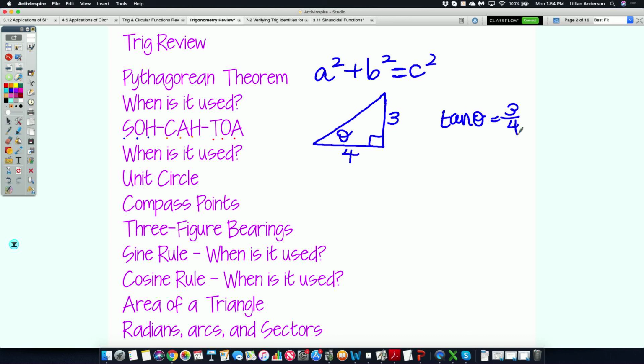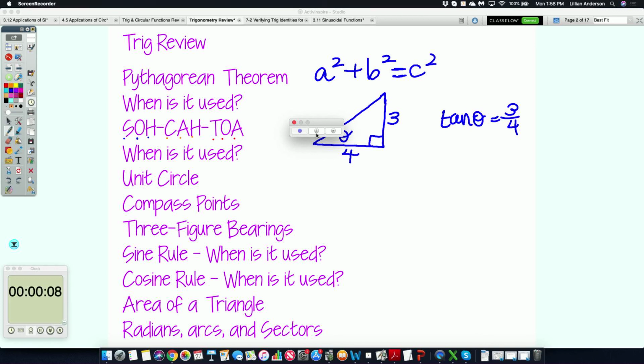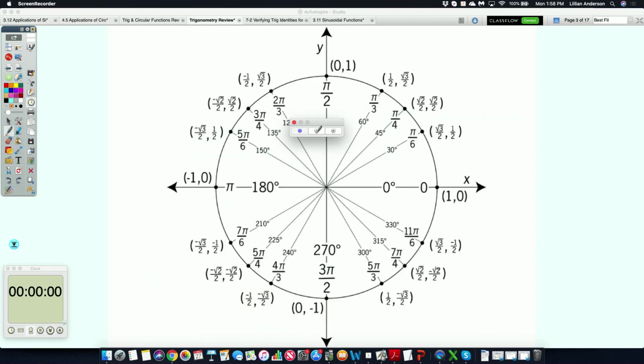Now the unit circle. You haven't forgotten the unit circle, have you? Everybody have a marker? On your desk right now, I want you to do the unit circle. Make sure you include your degrees, your radians, and your ordered pairs on your unit circle. Remember, the unit circle was comprised of degrees, radians, and ordered pairs.